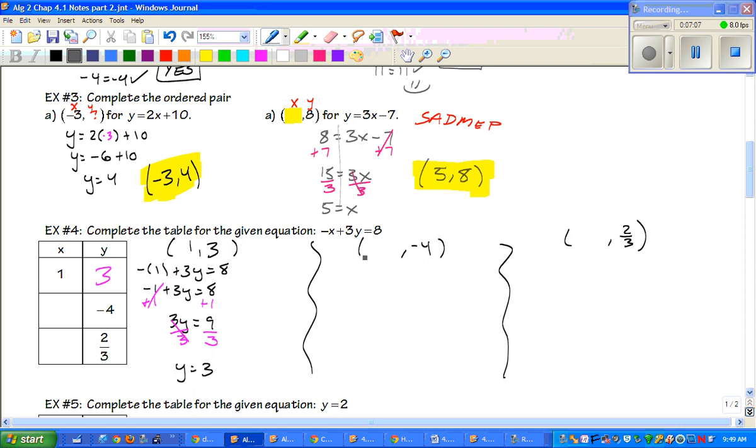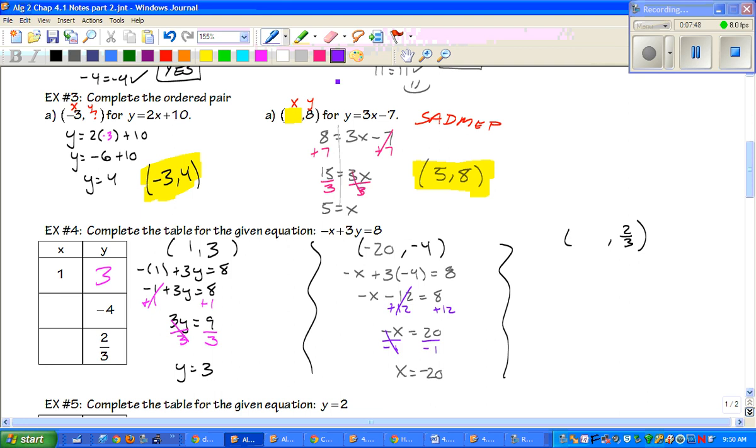All right, next one. Now this one we know what the y is. So we get negative x plus 3 times negative 4 equals 8. Negative x minus 12 equals 8. We have to add the 12 to both sides. And you get negative x equals 20. And we're not done yet because that x is negative. We have to divide both sides by negative 1. We get x equals negative 20.